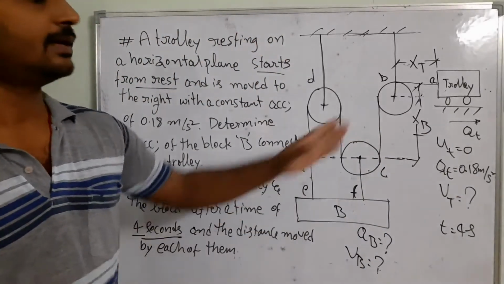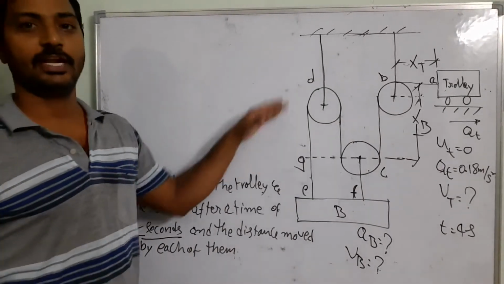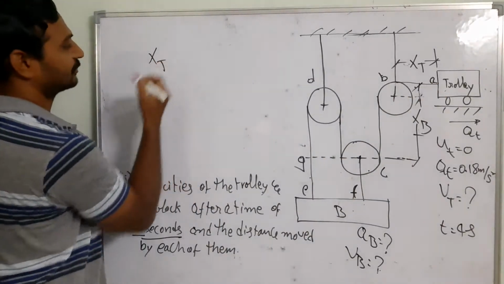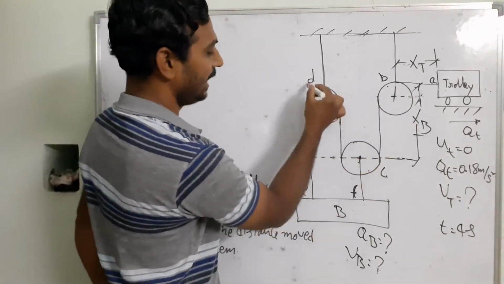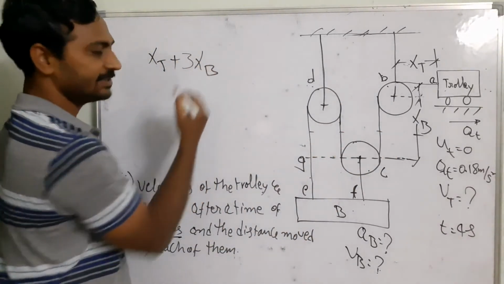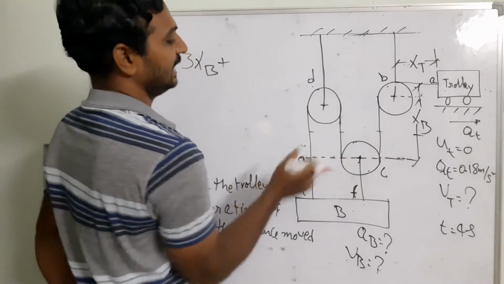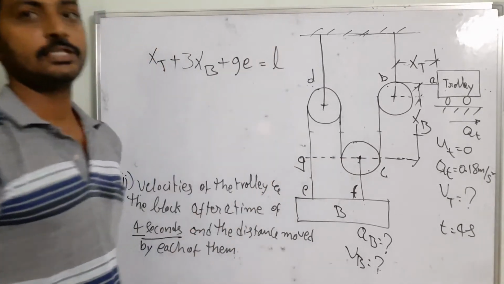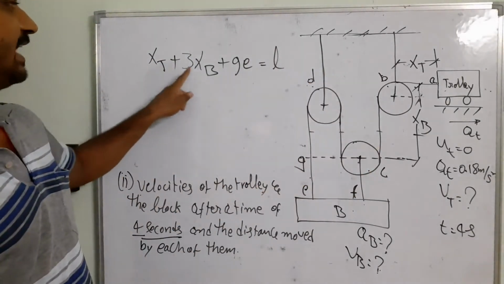Now we have to write the equation for that. So now I am going to be writing that equation. That equation is going to be XT length, that is the XT, plus, can you see BC, CD and DG is going to be constant. I am going to be taking these 3 into XB. These are the variable parameters. Plus we do have the distance of GE as well as the CF, that I am going to say GE is equal to L.